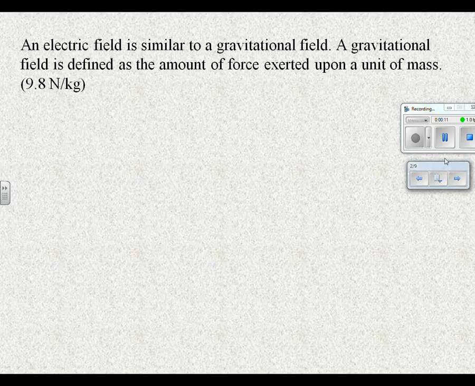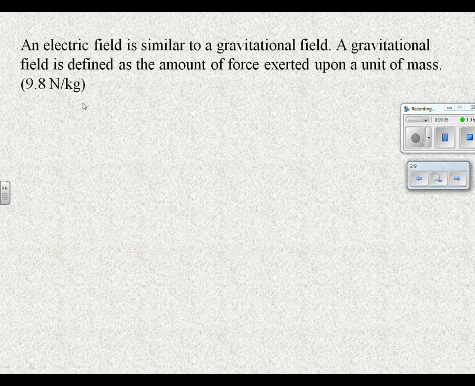Although it's probably a good idea to write certain things down. Electric field is similar to a gravitational field. In some ways, there are similarities and differences. Gravitational field is defined as the amount of force exerted upon a unit of mass. On Earth, that is 9.8 newtons per kilogram. So that's the definition of gravitational field. It's the amount of force exerted upon a unit of mass.